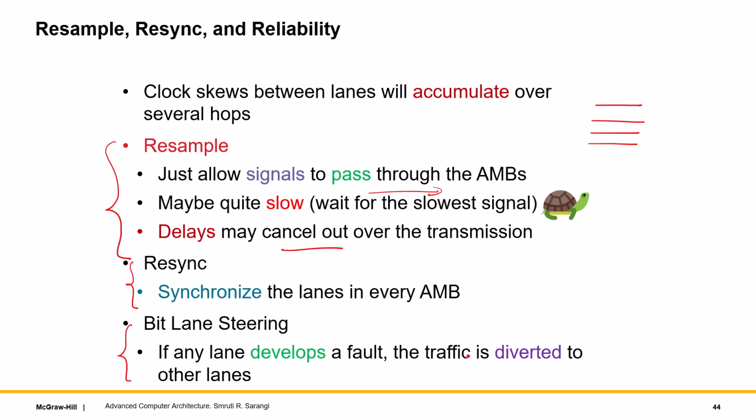And then we have bit lane steering, which is the reliability angle: if any lane develops a fault, then traffic can be diverted to other lanes, which is an inherent strength of this system.